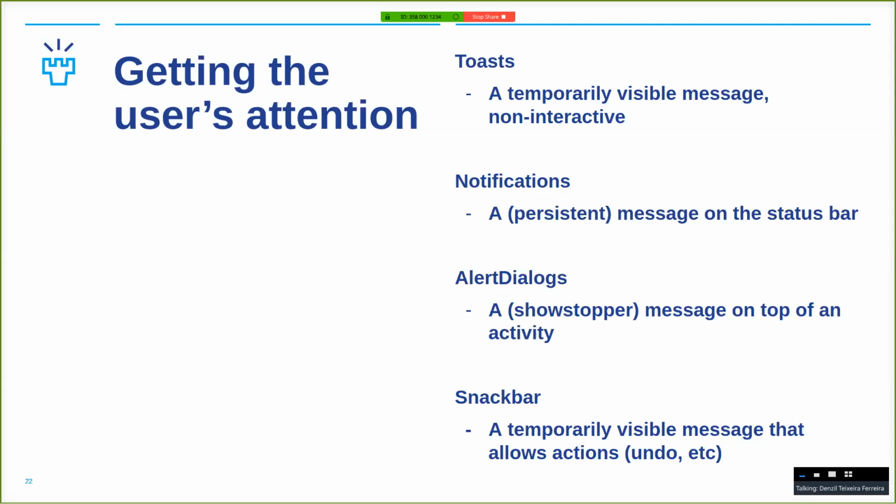That's why I have it in parentheses in there. So you get a message that stays on the notification bar. It can stay there forever until the user actually interacts with it, or it can actually go away after a while. We have alert dialogue. So this is basically when you really need to stop everything you're doing on your phone, and you need to pay attention to what I'm telling you.